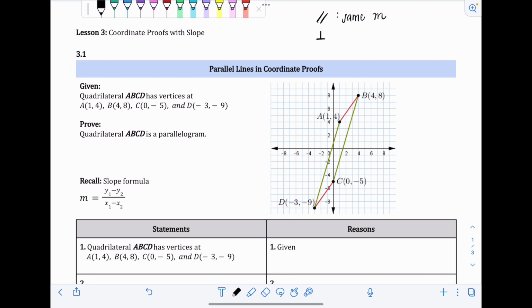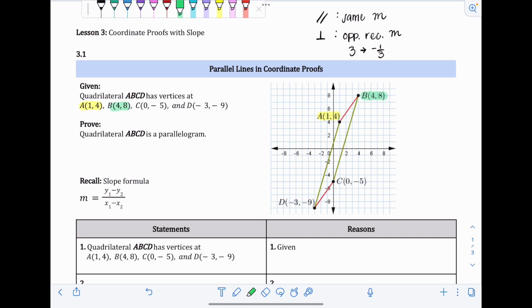And then perpendicular lines, what we'll be using in 3.2, have opposite reciprocal slope. Opposite means positive versus negative, and reciprocal is a fraction flipped upside down. So if my original slope was 3, then the perpendicular slope would be -1/3, the opposite reciprocal of 3.